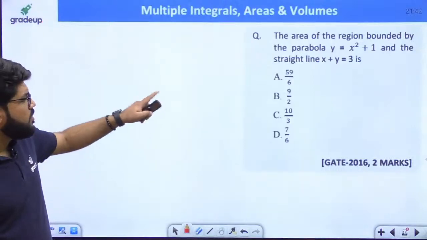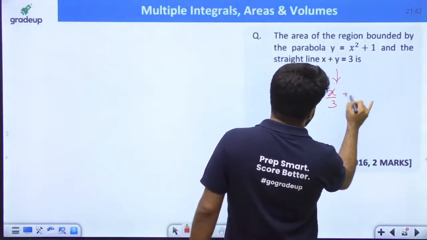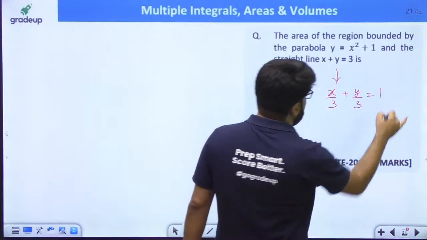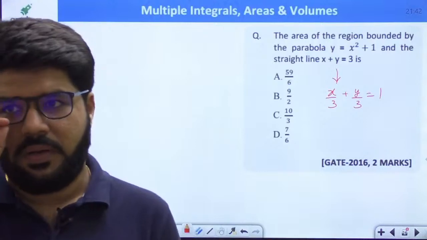x by 3 plus y by 3. How did I write this? I have written it as x by 3 plus y by 3 equal to 1.